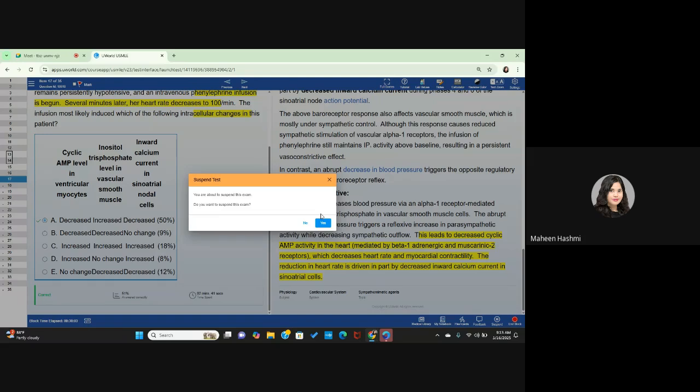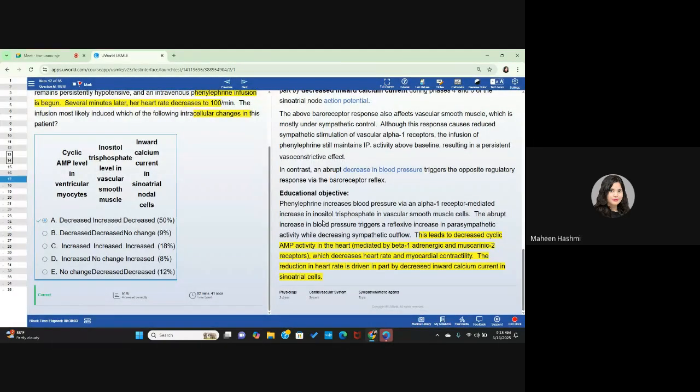Physiological splitting is normal. Where do you see paradoxical splitting? Left bundle branch block. Aortic stenosis. Left bundle branch block. Very good. So with that, we are done for today, guys.